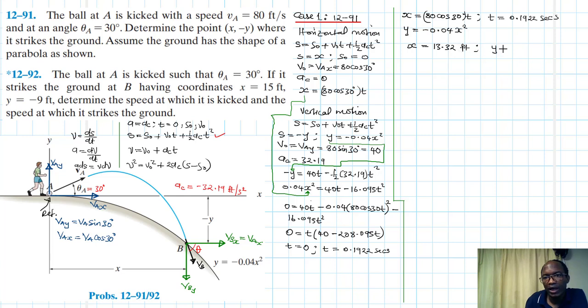Okay, let's find what y is. This is minus 13.32 squared times 0.04. So what we get is minus 7.10 feet. Okay, so we are done with the first case. Let's go to case number 2, and this is problem 12-92.